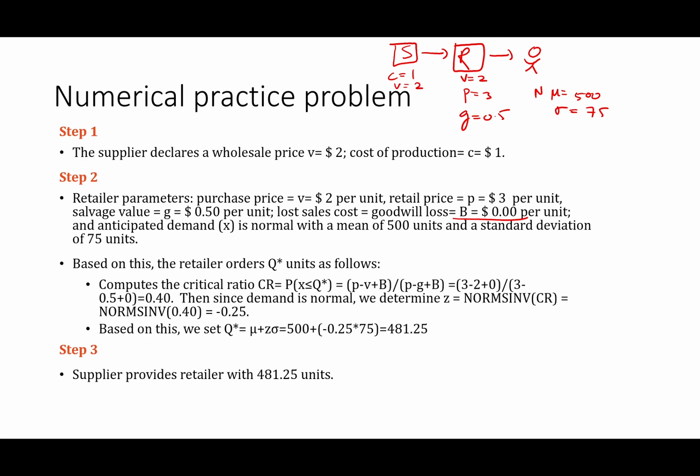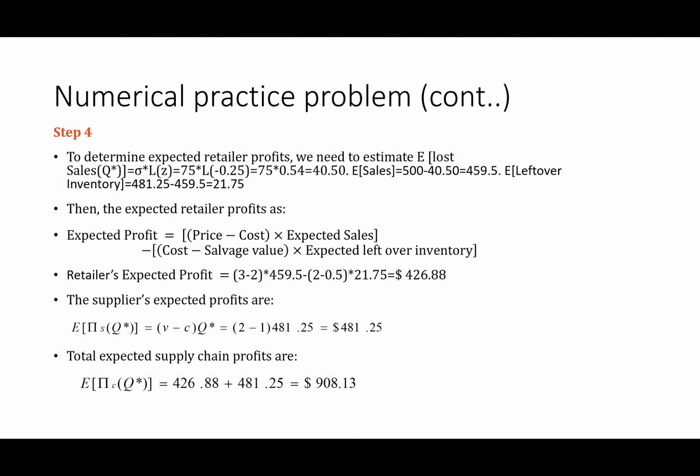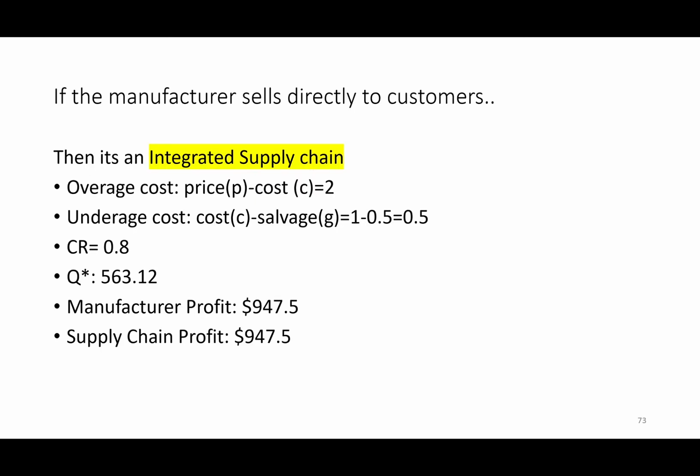So the first part of the problem is, what is Q star? How much does the retailer order? Then we will get this value. Next we can see how much profit the supplier is going to make, and how much profit the retailer is going to make. We add those two up, and we get the total supply chain profit.